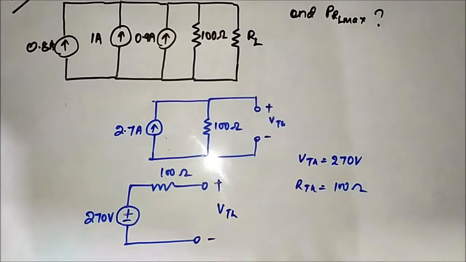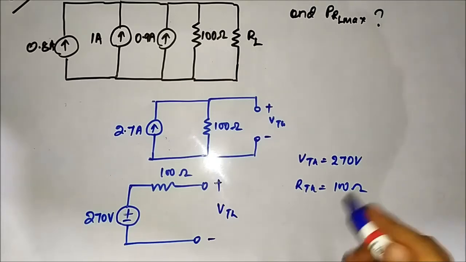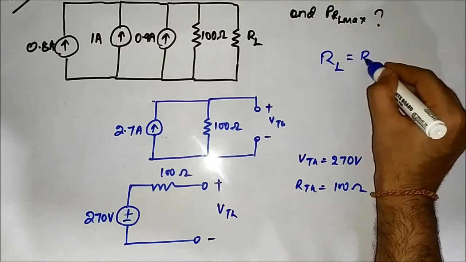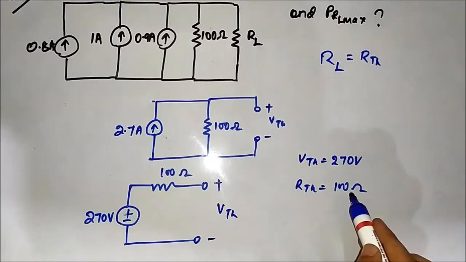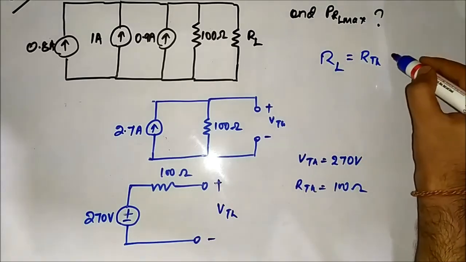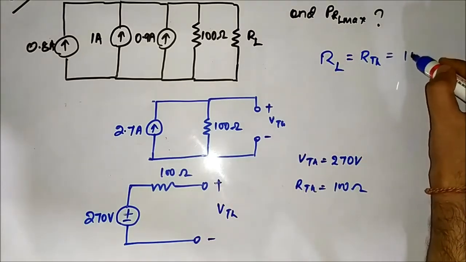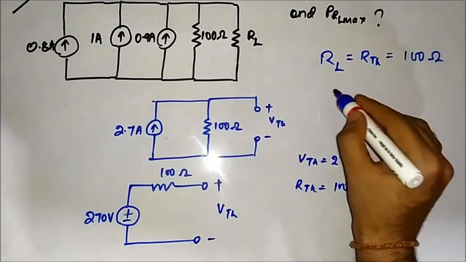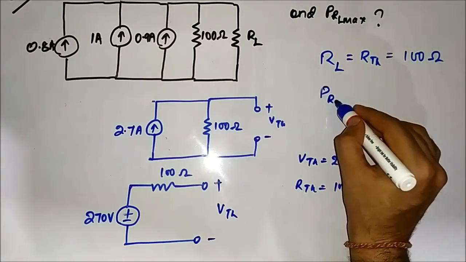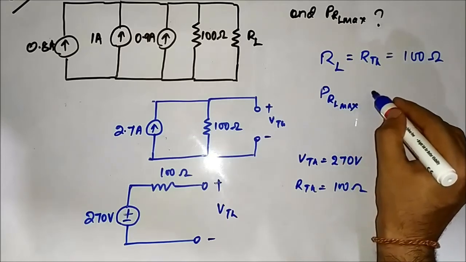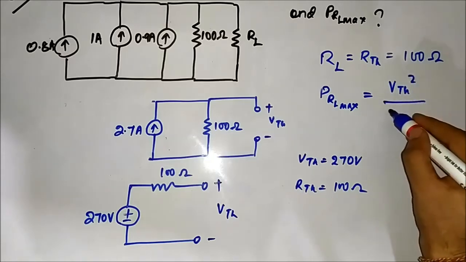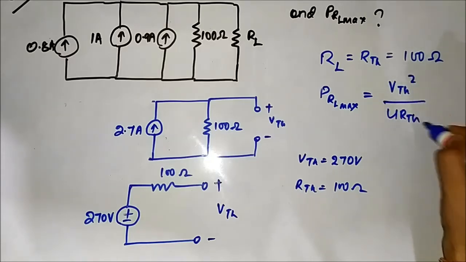Now for maximum power transfer, as per the statement of maximum power transfer theorem, the load resistance RL should be equal to the Thevenin resistance. So here Thevenin resistance is equal to 100 ohm, so the value of RL should be equal to 100 ohm, and the maximum power that is transferred to the load resistance as a result of that is given by VTH square by 4 RTH.